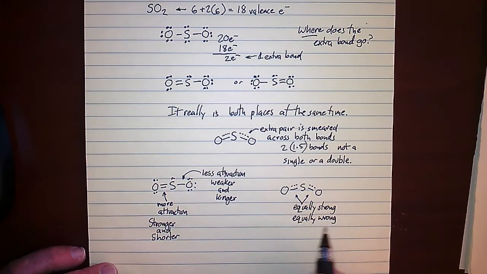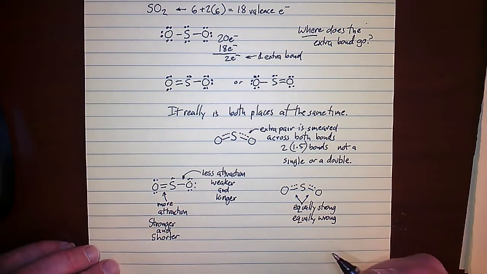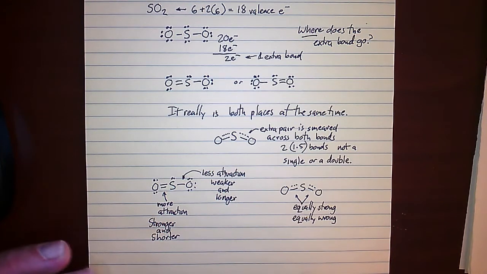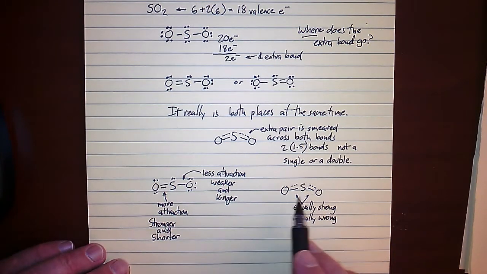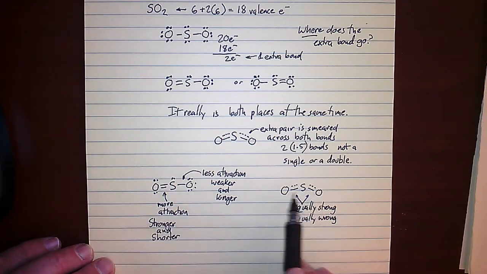All right, so equally, right? And so if we actually froze SO2 and we ran X-rays through it so that we could measure the crystal structure and figure out the length of every bond, we would find that they are all equal bonds. So we don't have this picture. We have something like this.